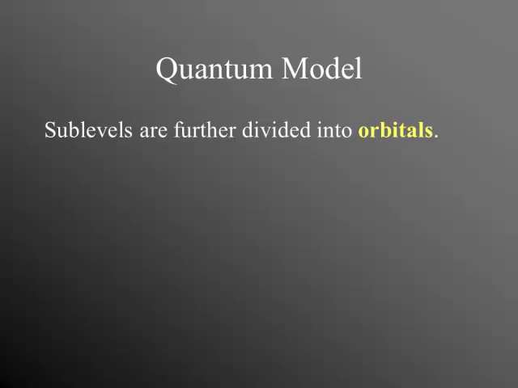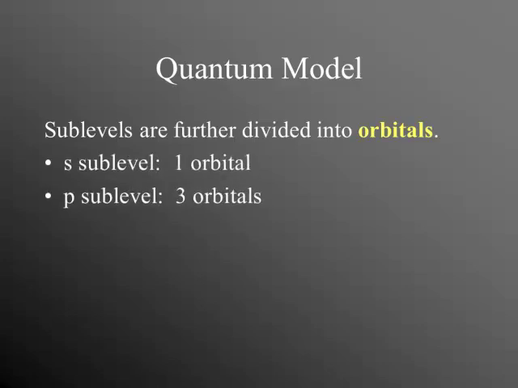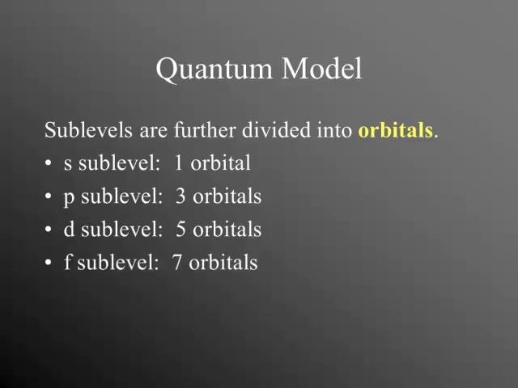Sublevels are further divided up into individual orbitals. The S sublevel has only 1 orbital. The P sublevel is 3 orbitals. We saw those earlier. Remember, they differ only in their 3D orientation. The D sublevel has 5 orbitals, and the F sublevel has 7.